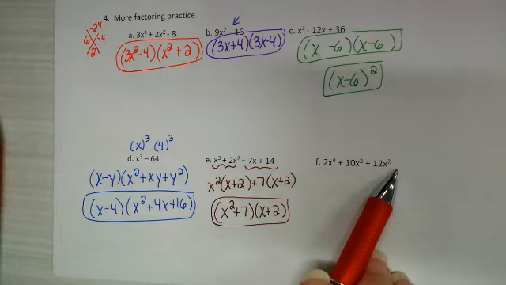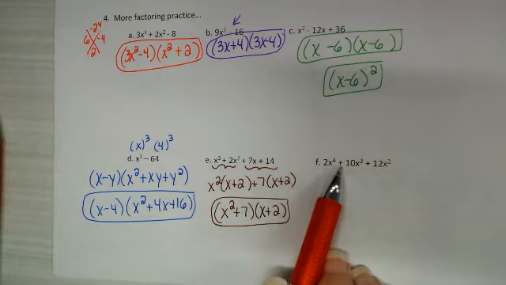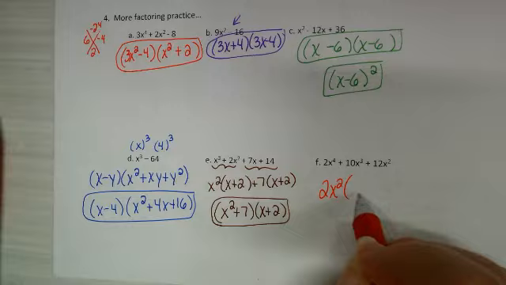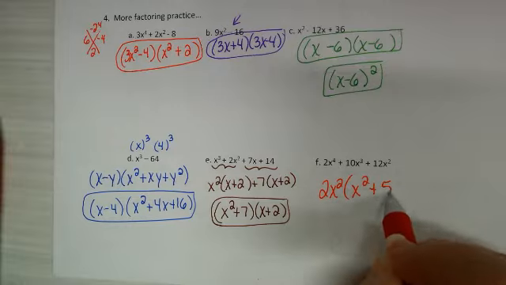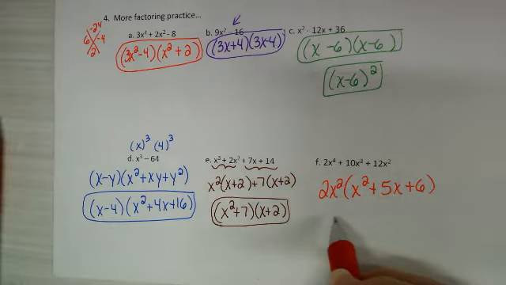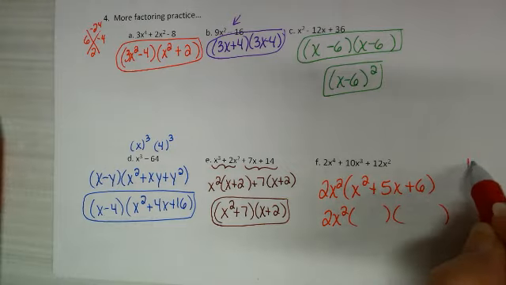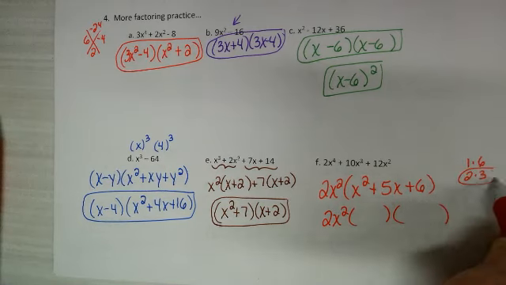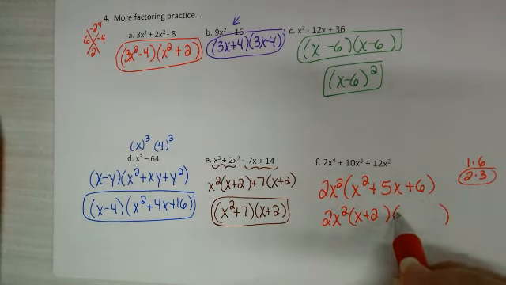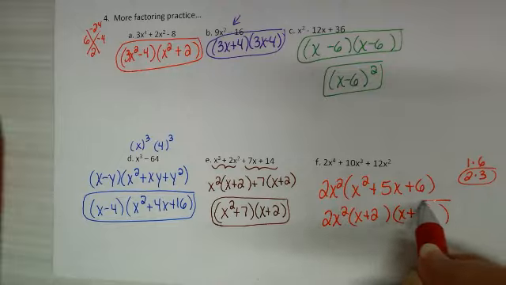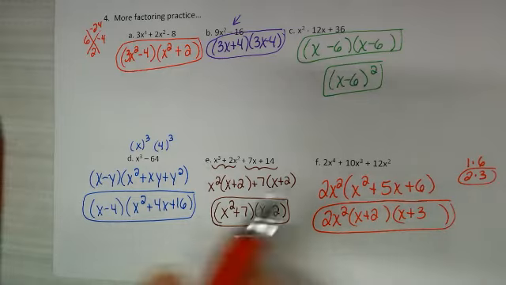And finally, for letter F, notice there's a GCF in this one. So I'm going to take out the 2x squared and see what's left. X squared plus 5x plus 6. Alrighty. I need factors of 6 that add up to 5. Notice these are all positives. So if I do a positive 1 and a positive 6, that doesn't add up to 5. I've got to do a plus 2 and a plus 3. And there we go. We have factored completely.